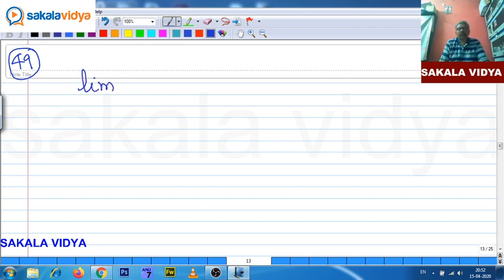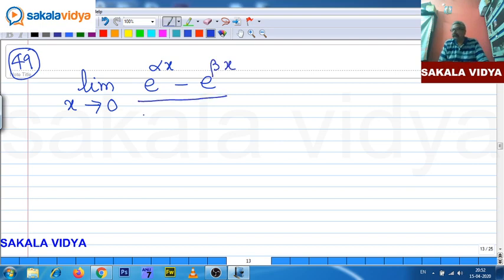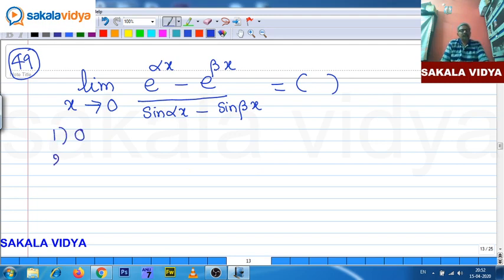Limit x tends to 0, (e power alpha x minus e power beta x) upon (sin of alpha x minus sin of beta x) equals to, okay, first option 0, second option 1 by 2, third option is 1 by 3, fourth option is 1. This is the question.